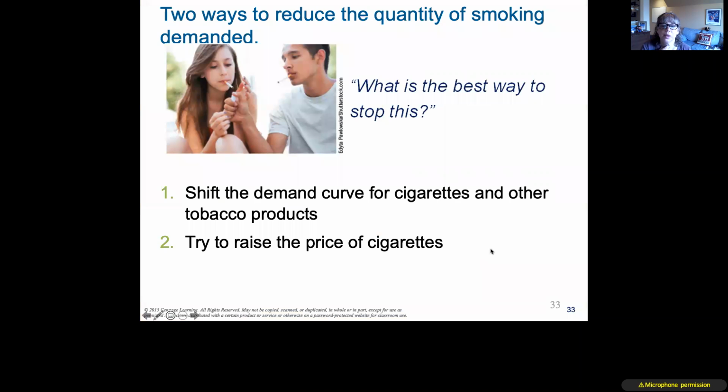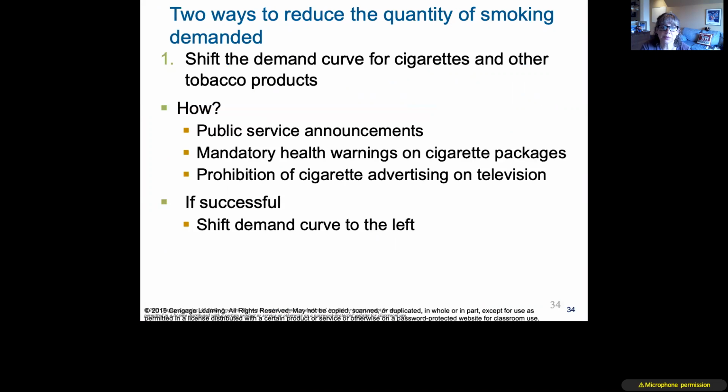So demand curves are used to look at lots of different things. And one of the things that it's definitely used to look at in the United States is what is the best way to reduce the quantity demanded for cigarettes? This is a public policy debate, but it kind of makes you think about supply and demand. There are two different ways. You can shift the demand curve for cigarettes and other tobacco products, or you can raise the price of cigarettes. So how are you going to get people to stop smoking?